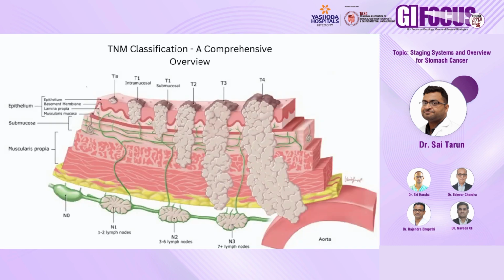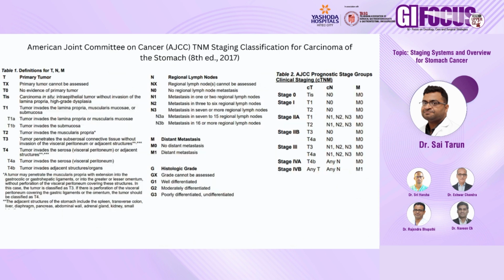TNM, again, I'll touch on it very briefly. You already know the stages, I hope, and based on the extent of invasion you classify. The T stage is dependent on the extent of invasion of the tumor. The N stage is based on the number of nodes involved. Earlier it was based on the location of the nodes, now it has shifted to the number of nodes. M is for the metastasis, and then you also have a histological grade.